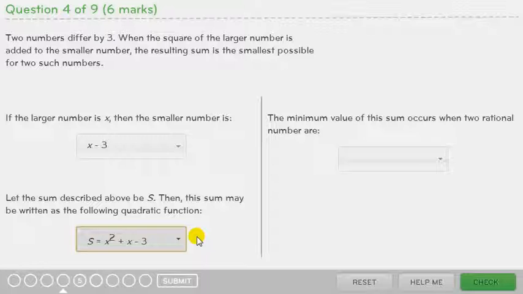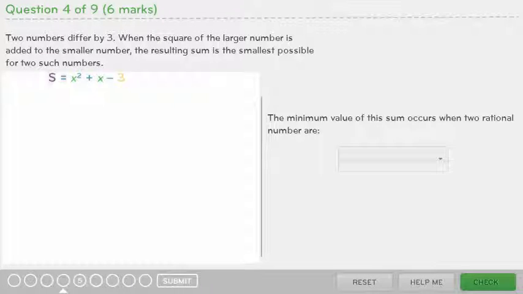Next, what we need to do is determine our two numbers. To do so, we'll take our function s is equal to x squared plus x minus 3, and we'll complete the square. First, we'll start by taking our original function. Next, we need to factor out the leading coefficient. In this case, the leading coefficient in front of the x squared is simply just 1. So we'll take out a 1, and we're left with x squared plus x, just like we had.